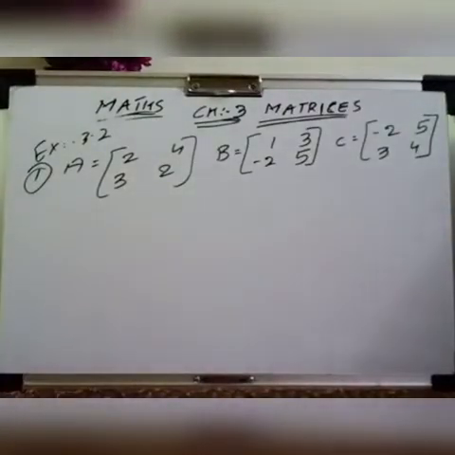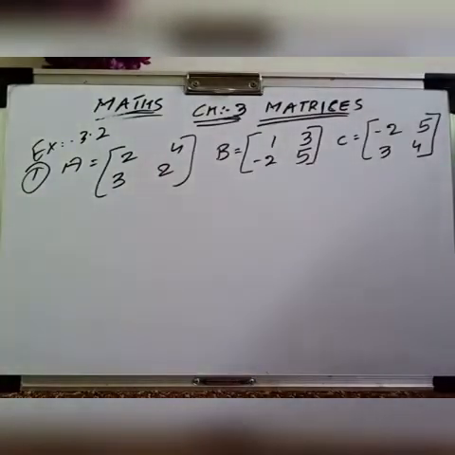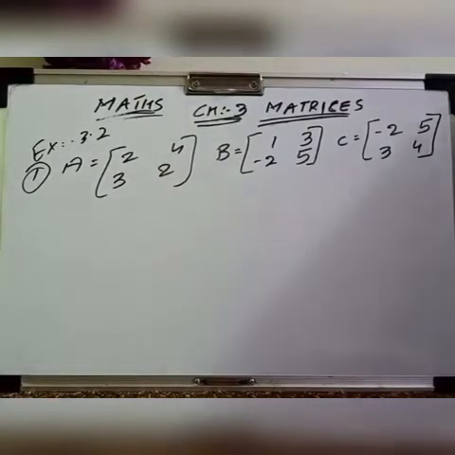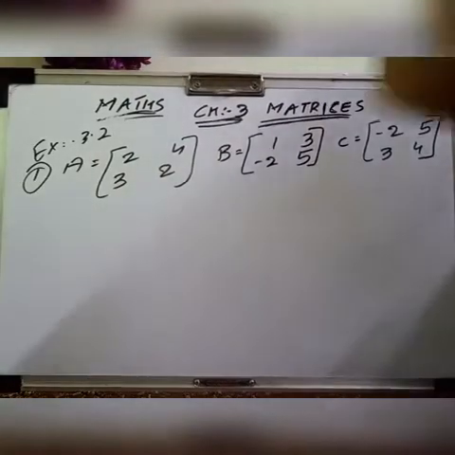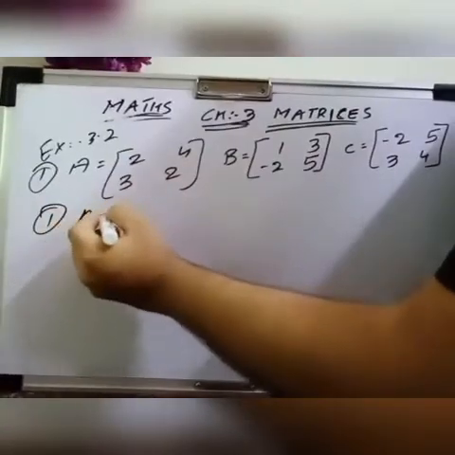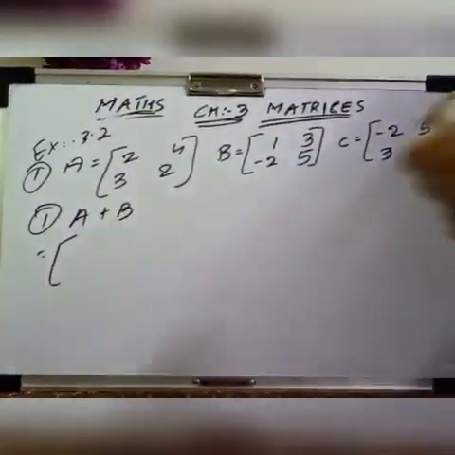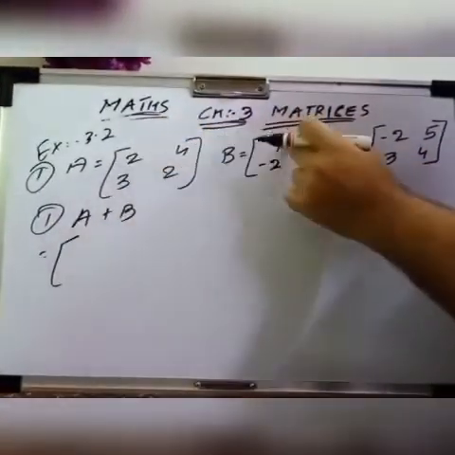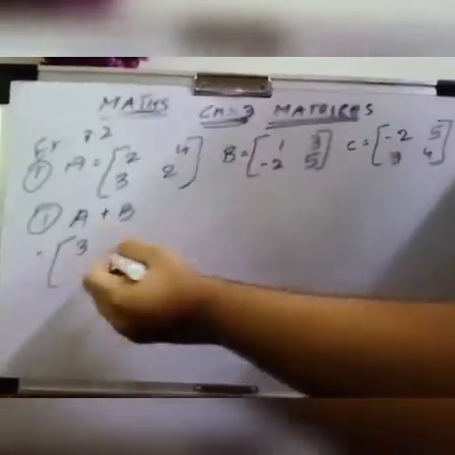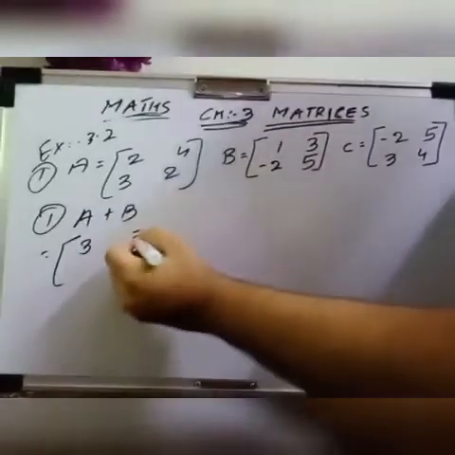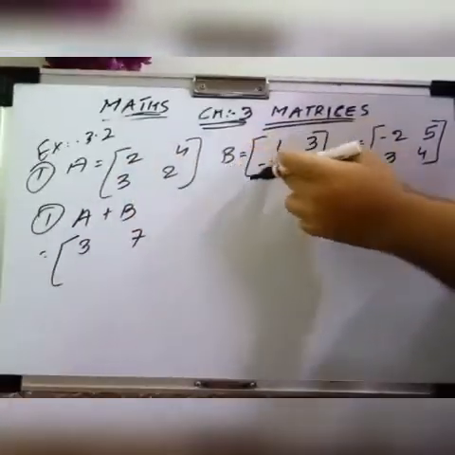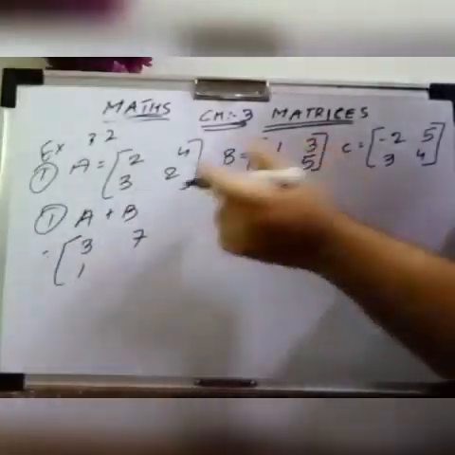Let's try to understand the very first question of your exercise 3.2. Here three matrices A, B, C are given. The order of A, B and C is the same, that is 2 cross 2 matrix. Here we are first asked to find A plus B, means I have to add matrix A and matrix B. So corresponding elements will add: 1 plus 2 will give me 3, 4 plus 3 will give me 7, 3 plus minus 2 will give me 1, 2 plus 5 will give me 7.